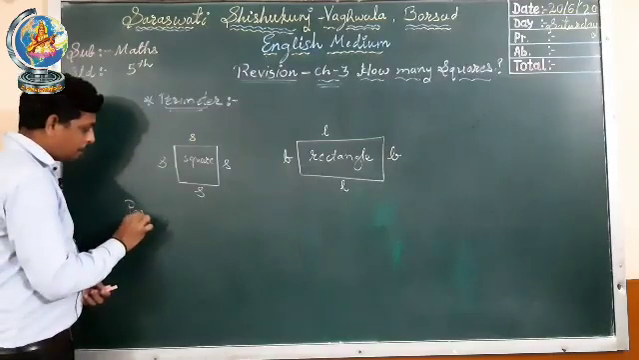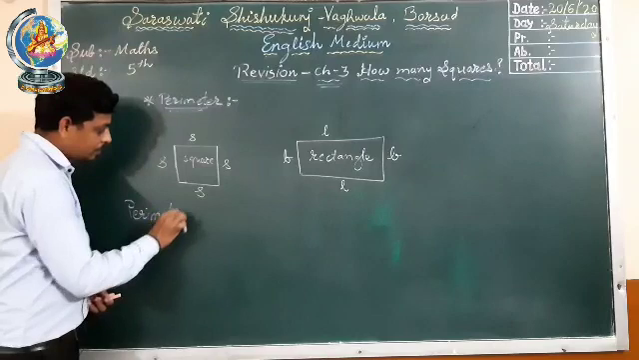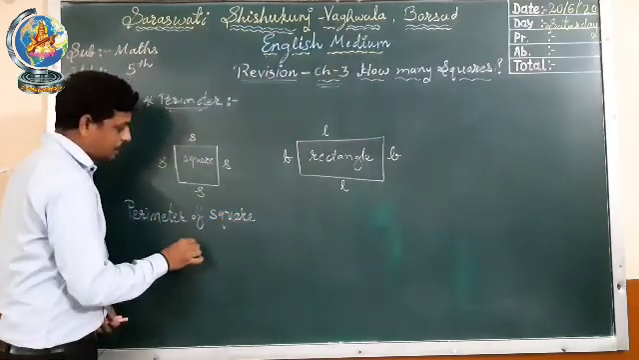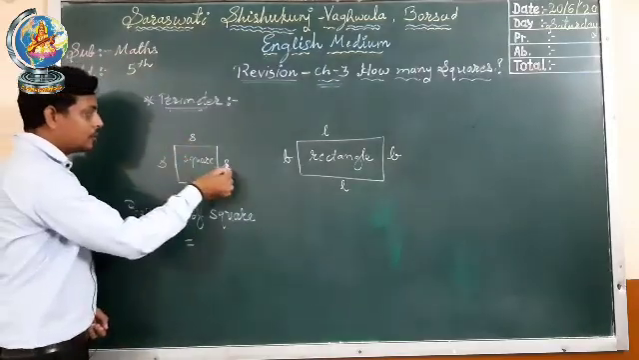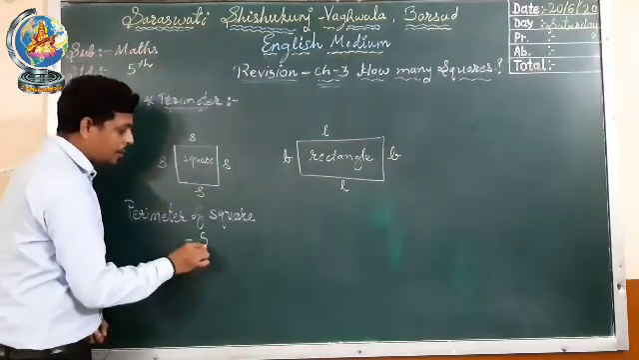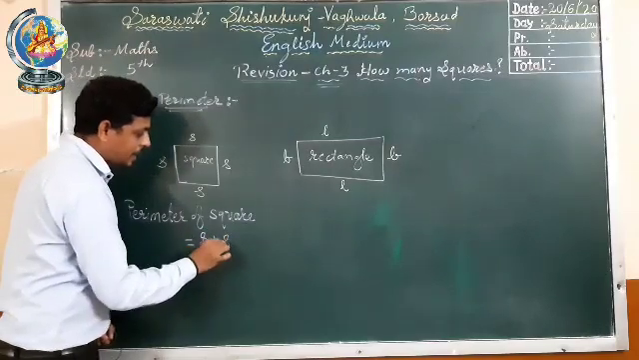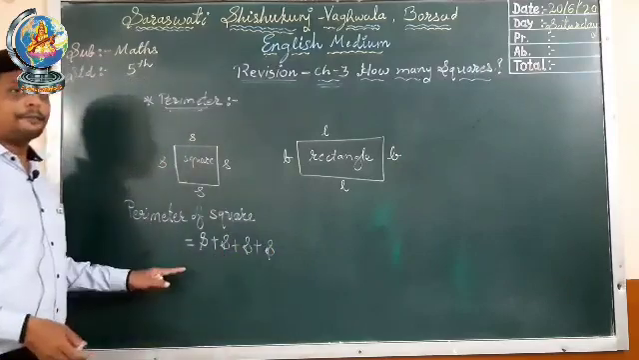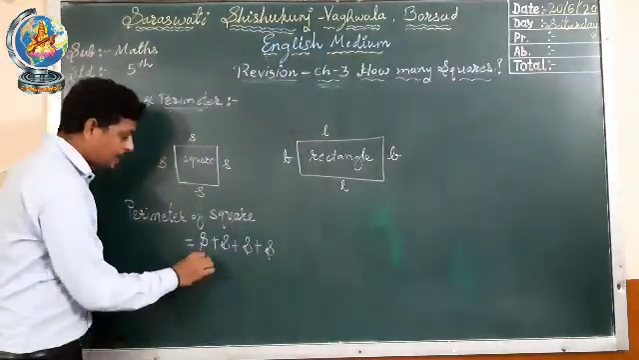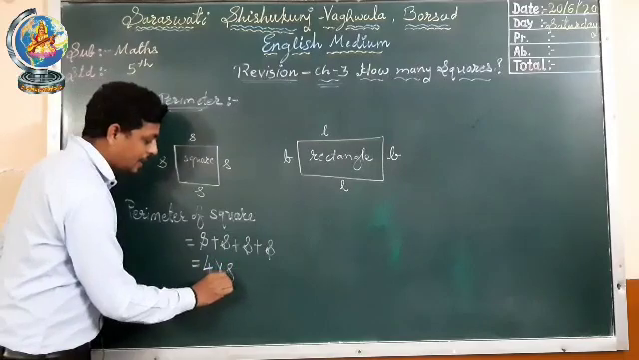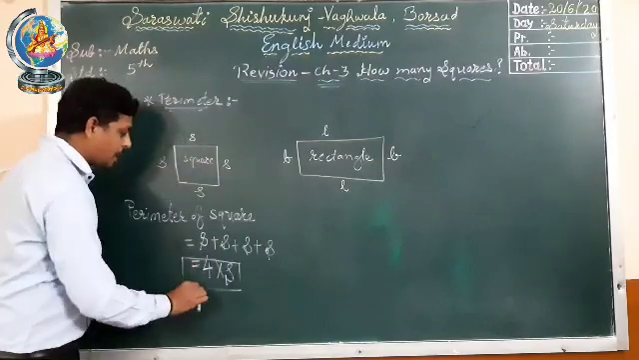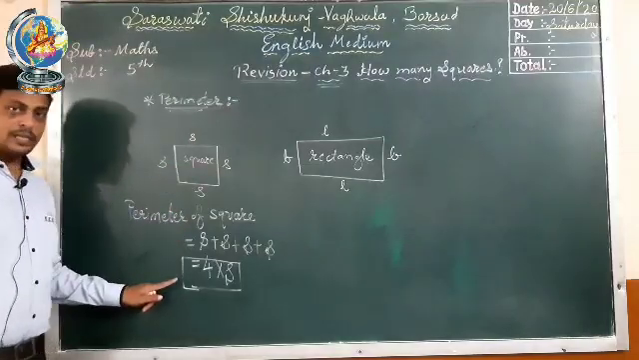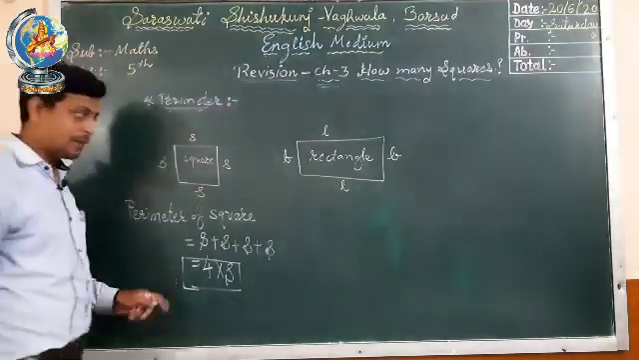Perimeter of square is equal to, how many sides are there? 1, 2, 3, 4. So we have to add the boundaries. So side plus side plus side plus side. How many times do we have to add s? 4 times. So we can write 4 multiplied by s. So this is the formula for finding perimeter of square.